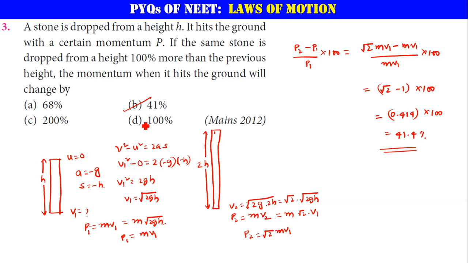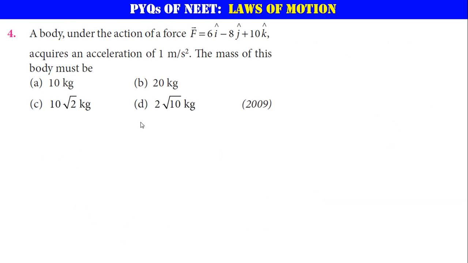Next, a body under the action of a constant force, force F is equal to 6i cap minus 8j cap plus 10k cap, acquires an acceleration of this much. Here he has given force, acceleration, and he is asking about mass. So what is the relation between these three? F is equal to ma. Alright, now you want mass. So for mass you can consider the magnitude of force divided by magnitude of acceleration.